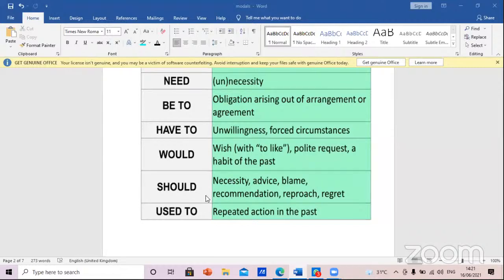Like that. Used to means a repeated action in the past. Used to does not have any connection with the present. Used to means something you were in the habit of doing. I used to bite my nails when I was small.